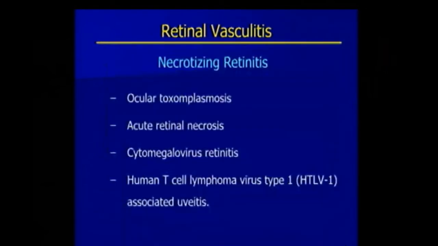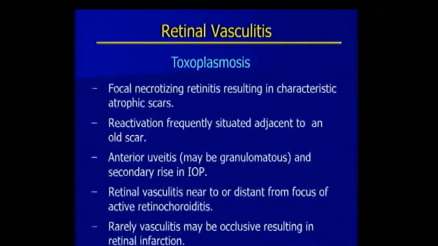And the diffuse leakage involving capillaries. Now you can have vasculitis with necrotizing retinitis. The most common is ocular toxoplasmosis. The second most common is acute retinal necrosis. And then we see cytomegalovirus retinitis, but we don't see a lot of it in our clinic.